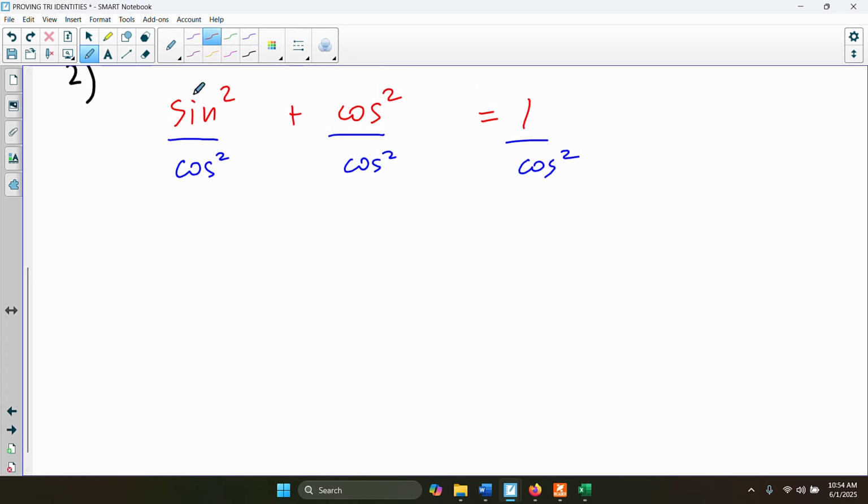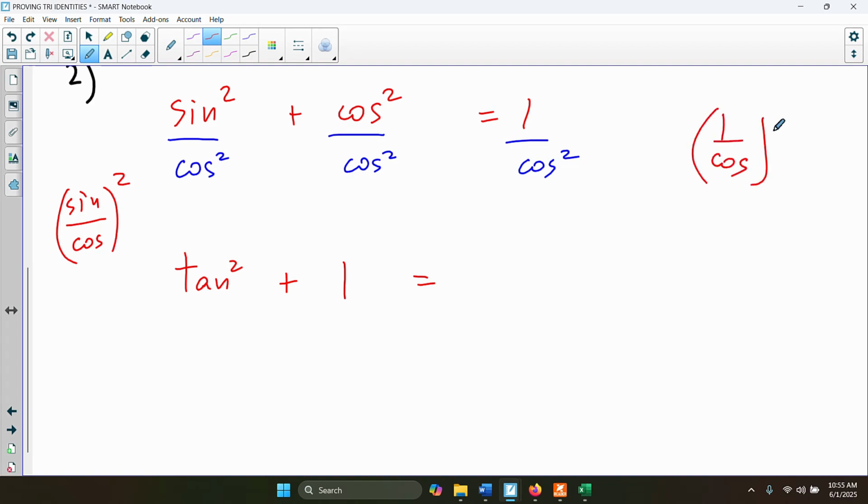Well, what's going to happen here? By your previous knowledge, this is just tangent squared, right? Sine divided by cosine, but you can think of it as sine divided by cosine, and each one gets squared. So it's tangent squared. Now, what is cosine squared divided by cosine squared? Well, that's automatically 1, because anything divided by itself is 1. And what is this right here? Recognize that that's really 1 divided by cosine, squared. That's secant squared.